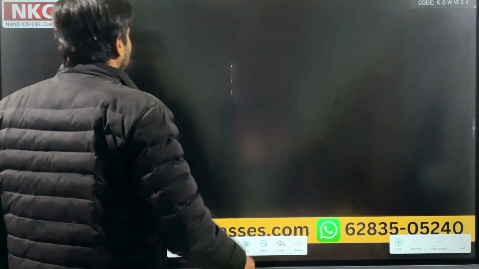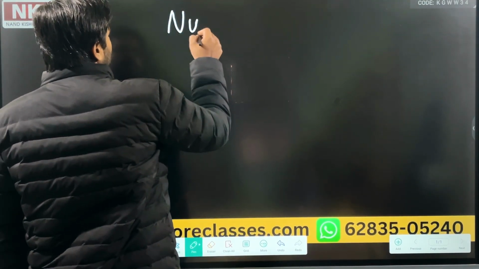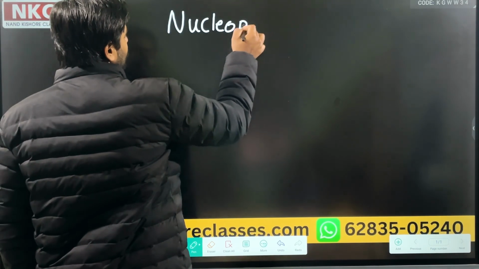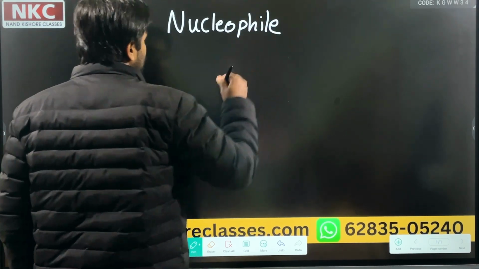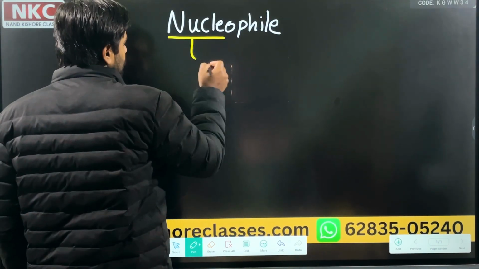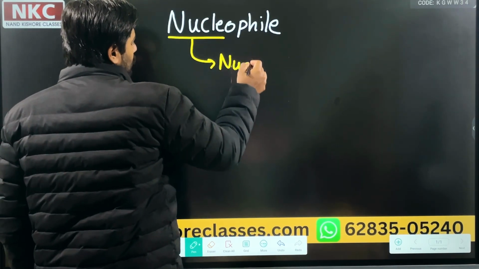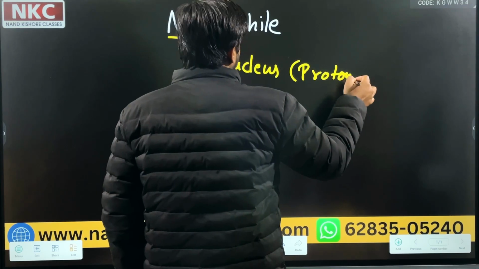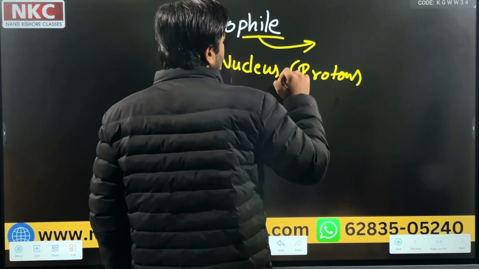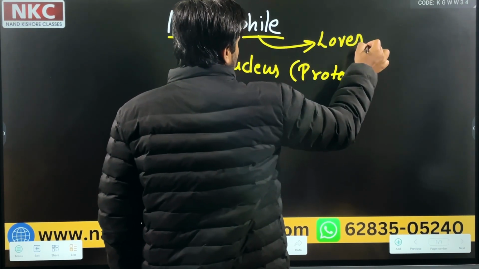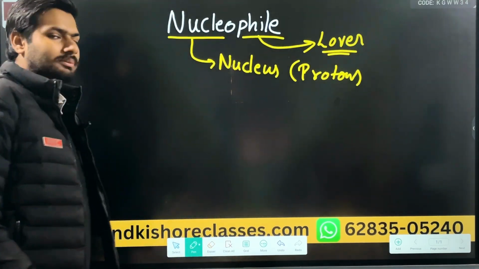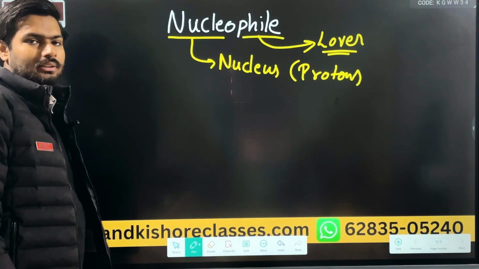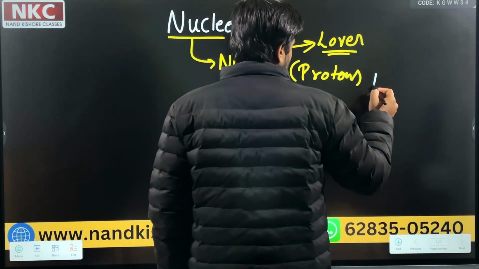Now coming to nucleophile, sir. What is it, sir? See, nucleo means, students, nucleus, or you can say proton. And phile means lover. It means a nucleophile loves protons or positive charge, as protons are positively charged.